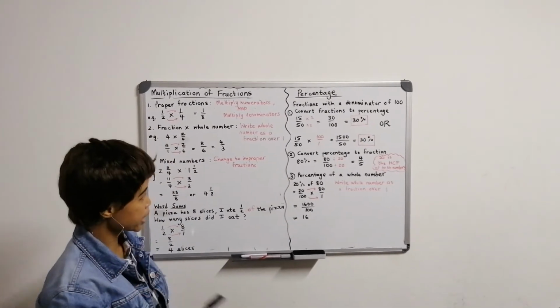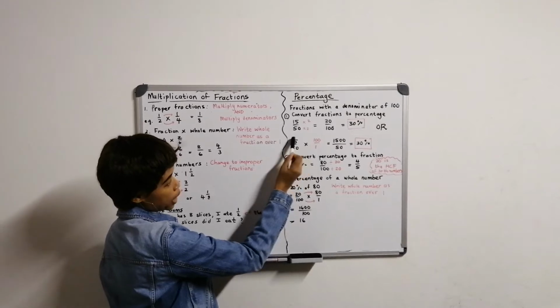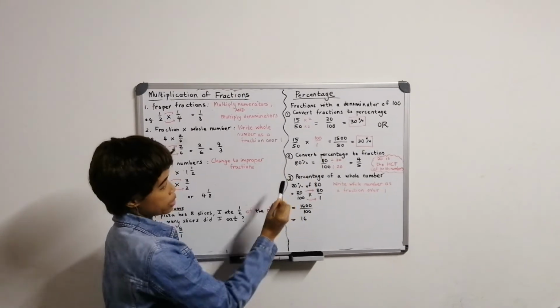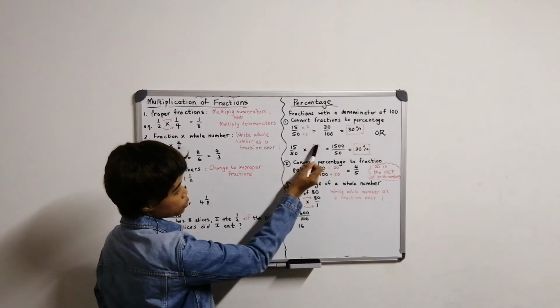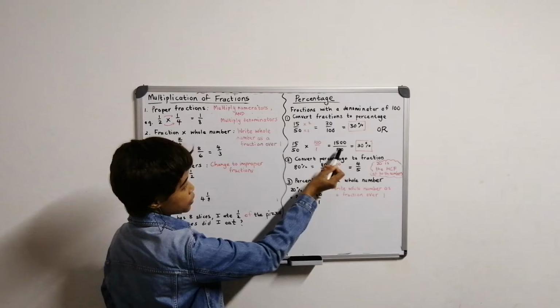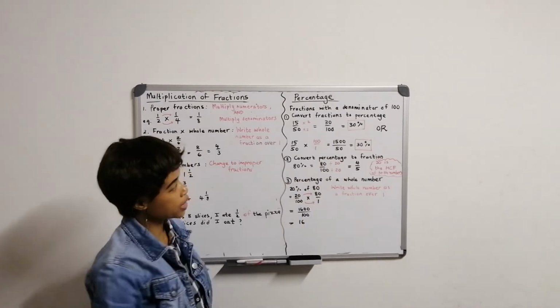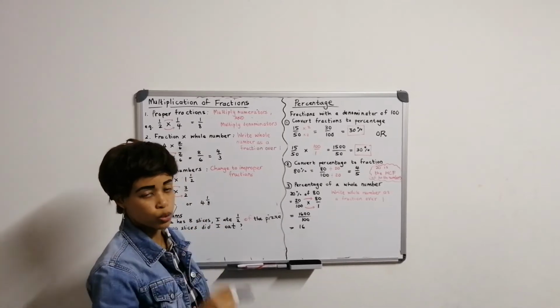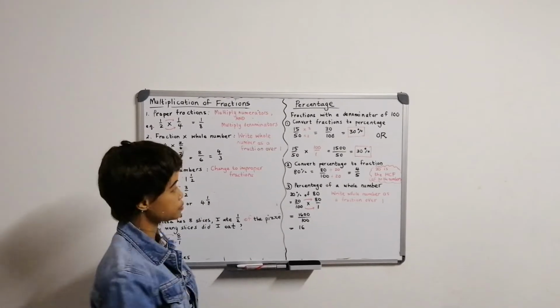Another way of doing that is to multiply the fraction by 100 over 1. You will still get the same answer. So 15 times 100 is 1,500. 50 times 1 is 50. If you divide 1,500 by 50, you get 30% as well. So you can decide which method you understand better.